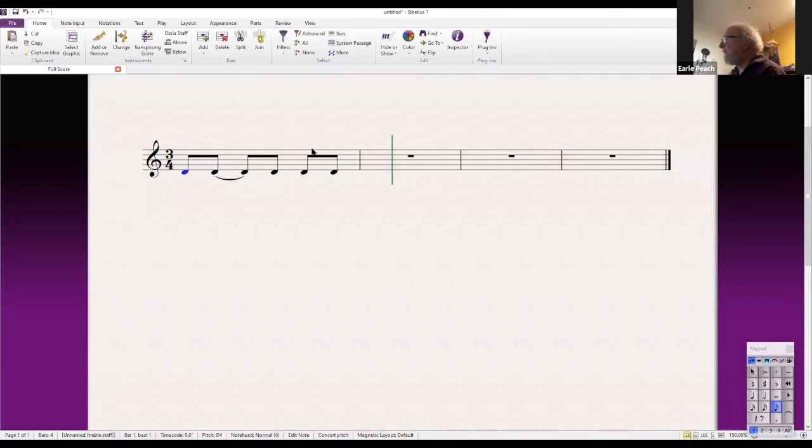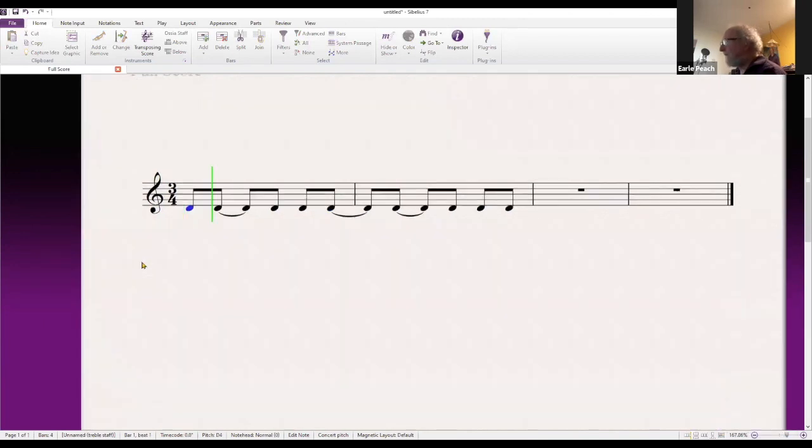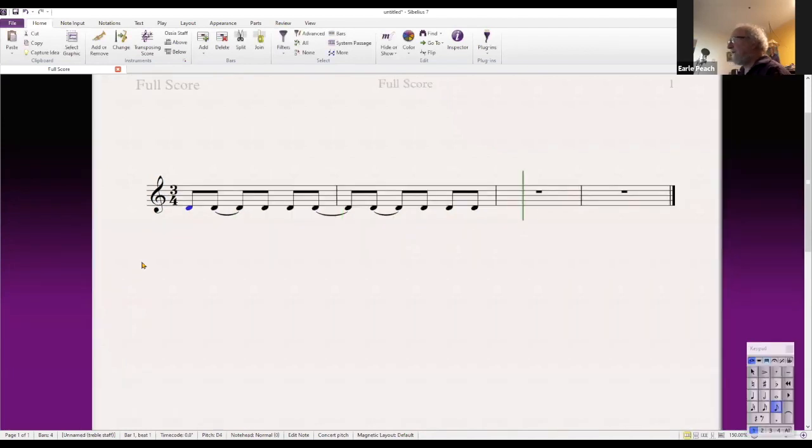I can even, if I want, tie that over the bar like this. Tying these over the bar, right? So we're adding up the values now. And let's listen to this.